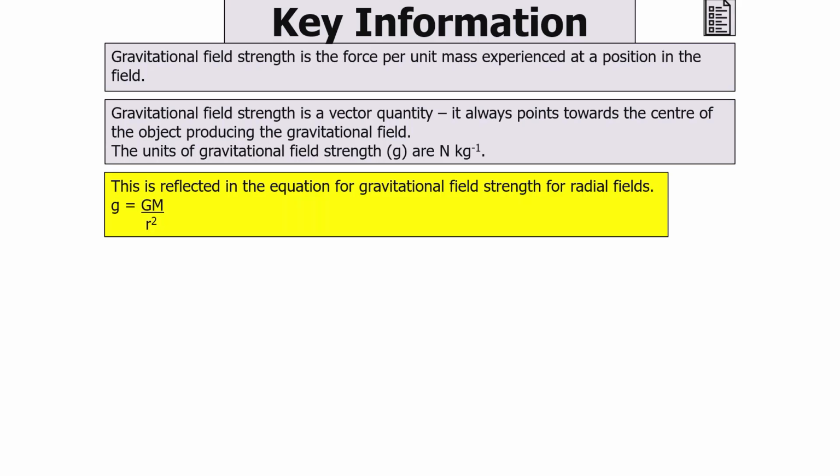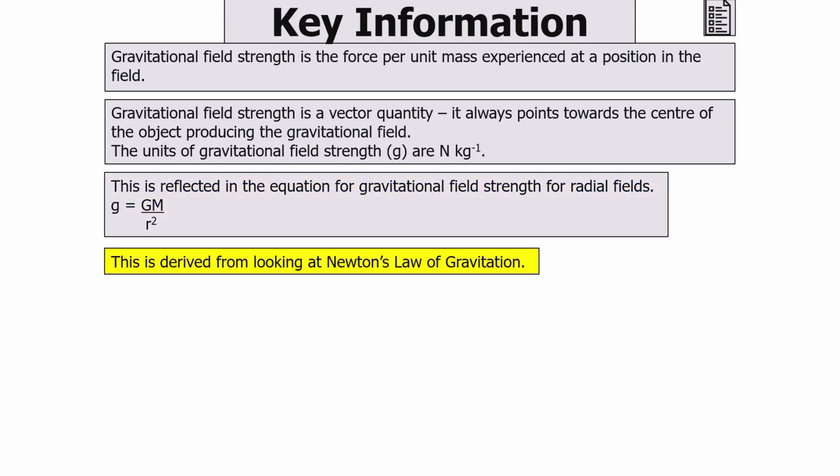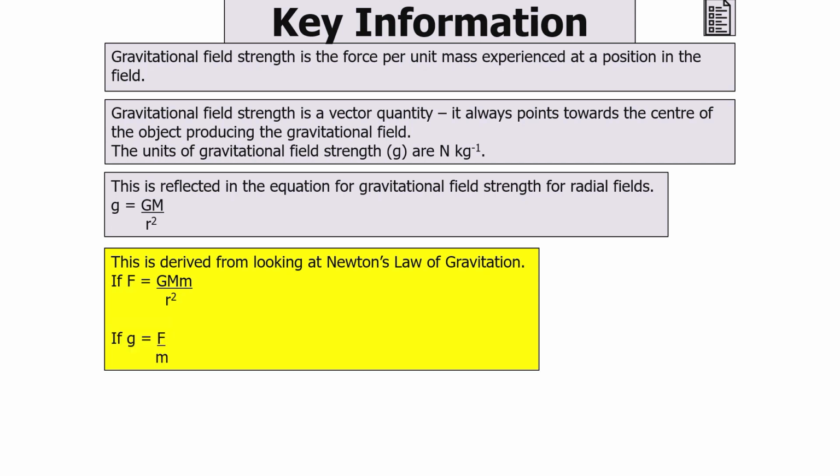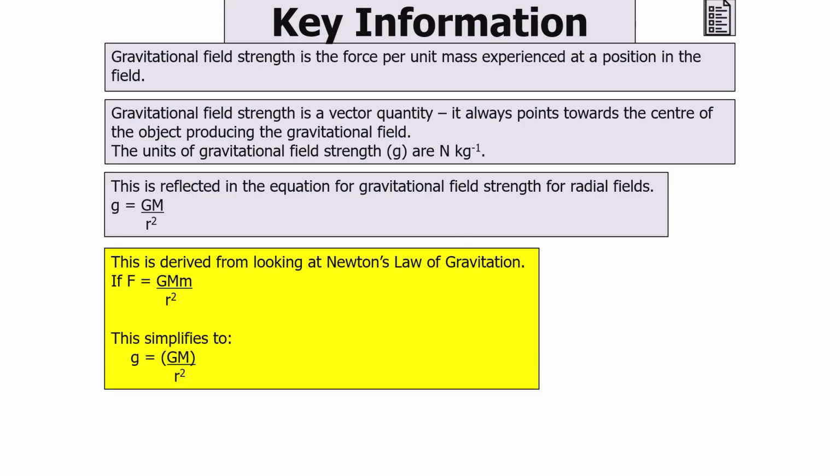g is equal to big G big M over r squared, and this is derived from looking at Newton's law of gravitation. If F is equal to G big M small m over r squared, and we know g is equal to F over m, we can substitute this into the equation, where we can say g is equal to big G big M m over r squared, over m. The small m's will cancel through, so g simplifies to GM over r squared.